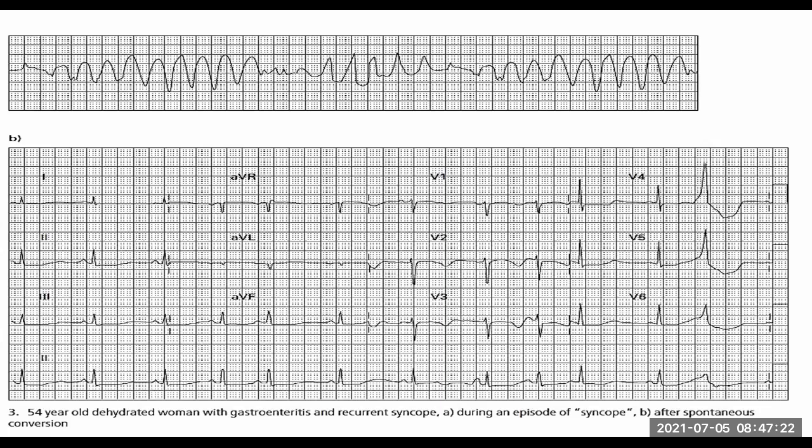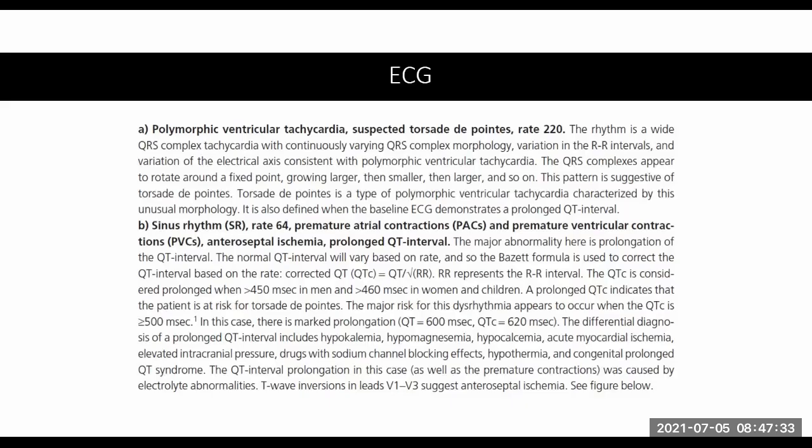So once you have a polymorphic ventricular tachycardia, you can try cardioverting and things like that, but chances are it's not going to work. Right? Let's have a look at what is the answer to this one, and then we'll talk about what actually happens. Okay. So we have a polymorphic ventricular tachycardia, suspected Torsades de Pointes. So they put the rate at 220.